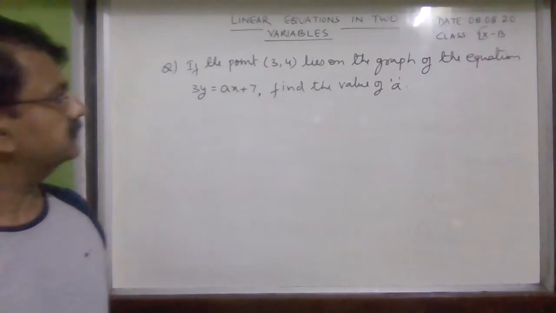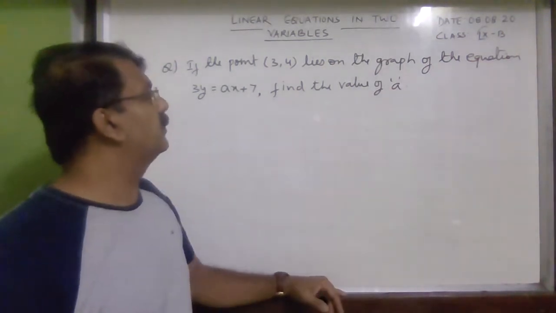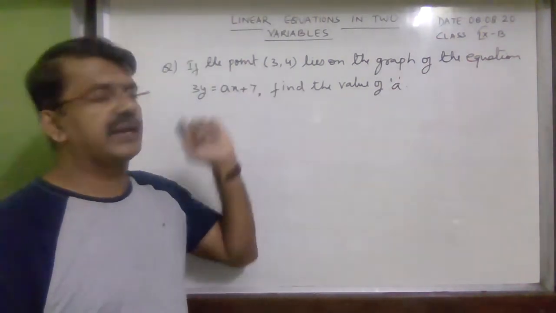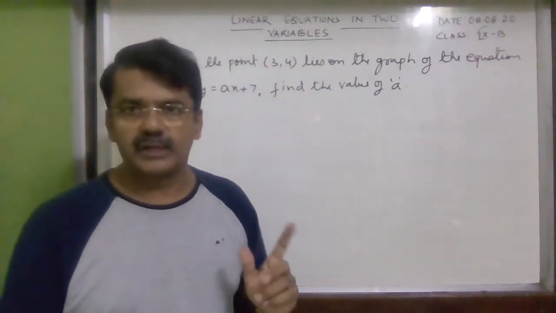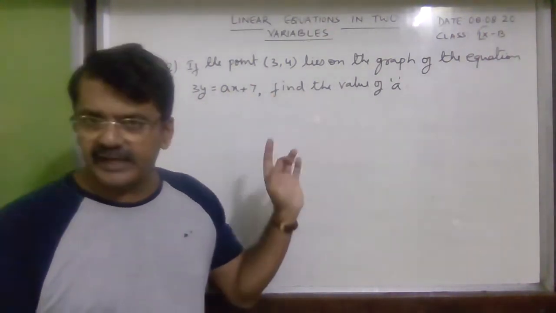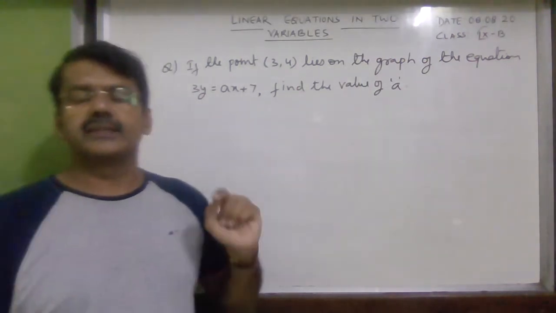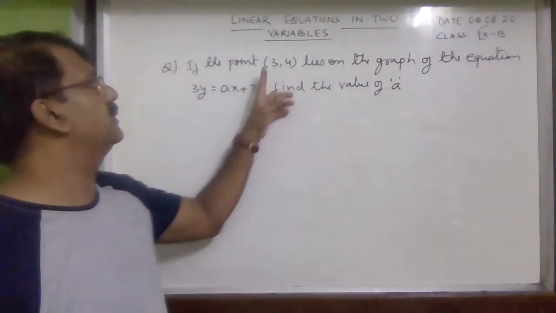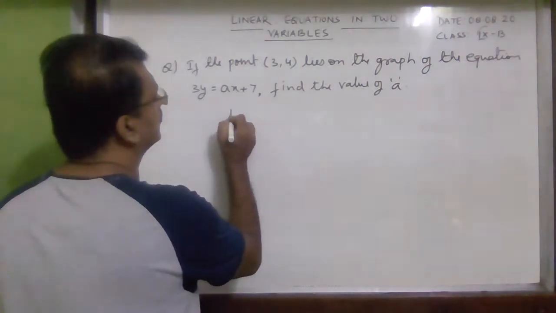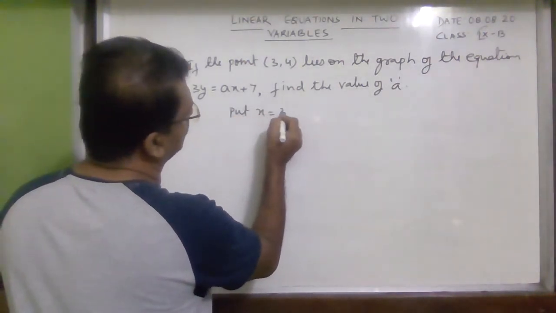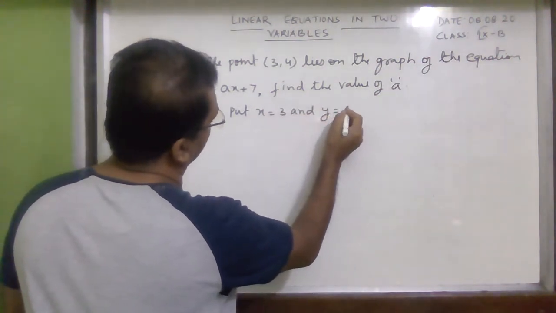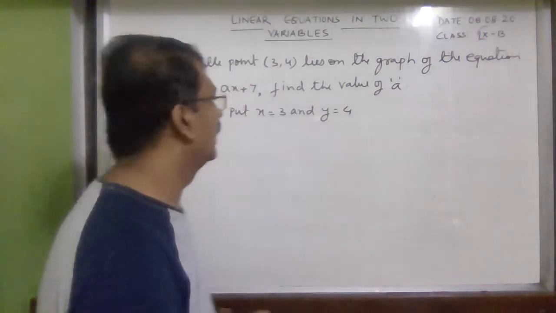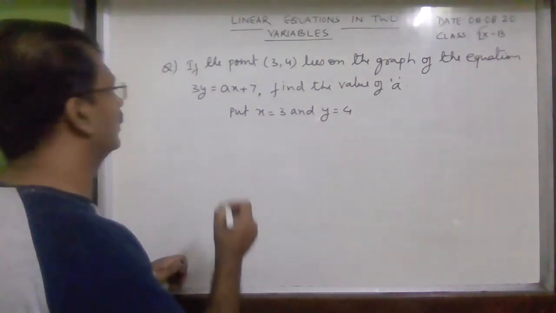Now you see, as (3, 4) lies on the graph of this equation, that means the value of x is 3 and the value of y is 4. We know there can be infinite points on this line, that means infinite values of x and corresponding values of y, but one of them is (3, 4). So put x = 3 and y = 4.